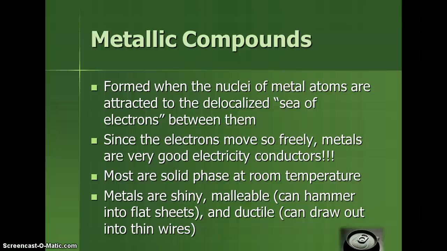Since electrons move so freely, metals are very good electricity conductors. And most are solid phase at room temperature. Metals are shiny, they're malleable, which means we can hammer them into flat sheets, and ductile, which means we can draw them out into thin wires. They're very flexible.